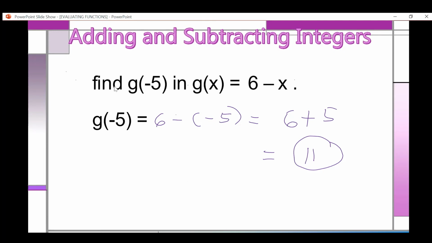So, this one, find g of negative 5 in g of x equals 6 minus x. So, g of negative 5. So, substitute lang natin si negative 5. Okay. Then, simplify. It will become positive. So, 6 plus 5, that is 11.